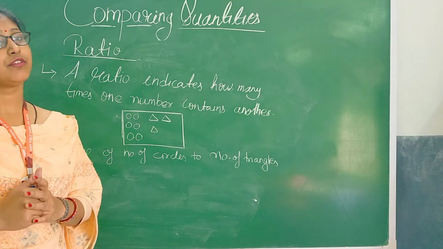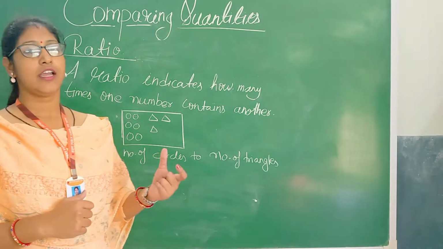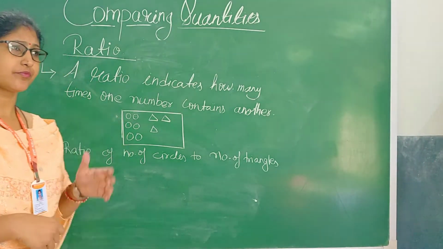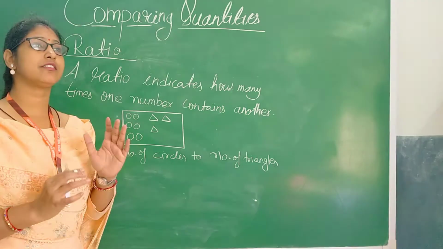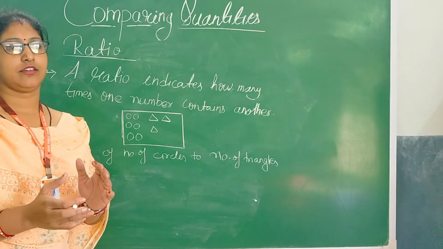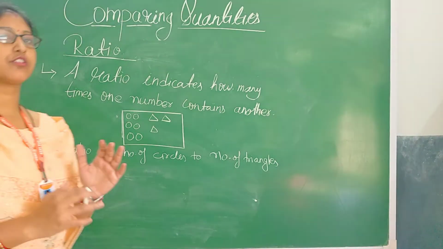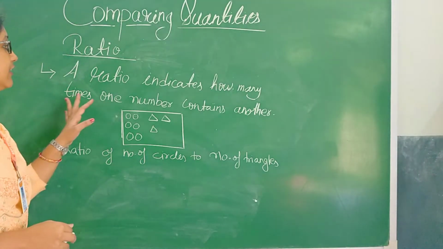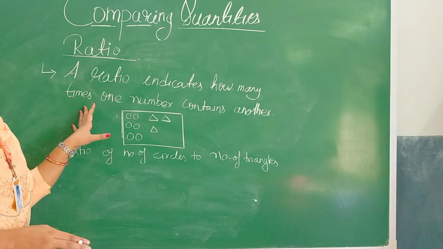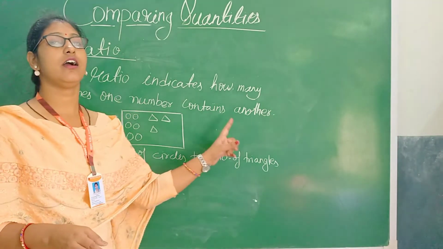In this video, first we understand what is ratio and what is percentage. Ratio. Ratio means comparing two quantities. Generally, we use ratio for comparing two quantities. It indicates how many times one number contains another.